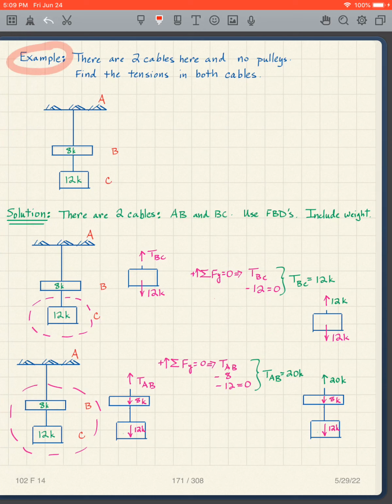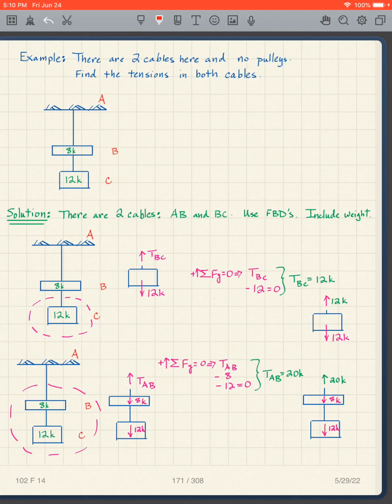Okay, so here's an example, and I have 2 weights here, and I have 2 cables. I have a cable here, a cable there, so a cable AB and BC. The question is to find the tensions in both cables. So the solution is, and we have the weights here, 12 kips, 8 kips, and again we're going to make free body diagrams.